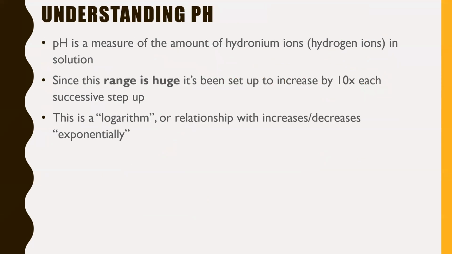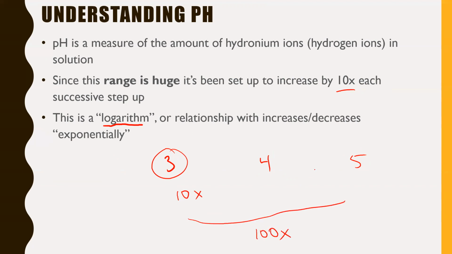So again, understanding pH. pH is a measure of the amount of hydronium ions or hydrogen ions in solution. Since this range is huge, it's been set up to increase by 10 times each successive step up. In mathematics, we call this a logarithmic relationship, which increases or decreases exponentially. So something that has a pH of 3 versus something that has a pH of 4: this one is 10 times more acidic than that one. Now, if we had a pH of 5 thrown in here, that would mean 4 is 10 times more acidic than 5. And since it's 10 times to get here, times another 10 times to get here, this difference is a 100 times difference. Because 10 times 10 is, of course, 100.